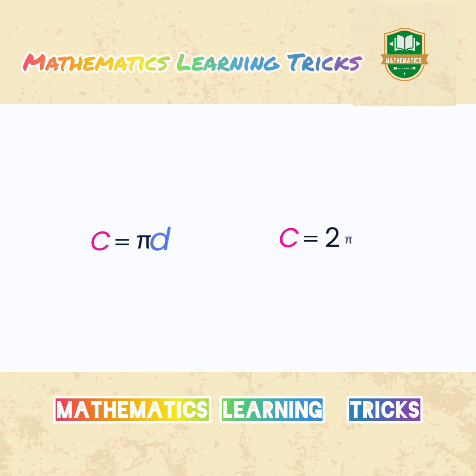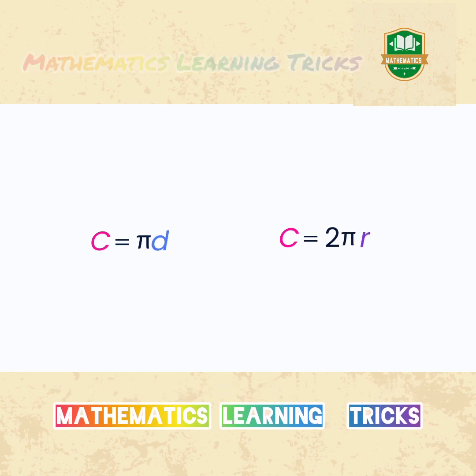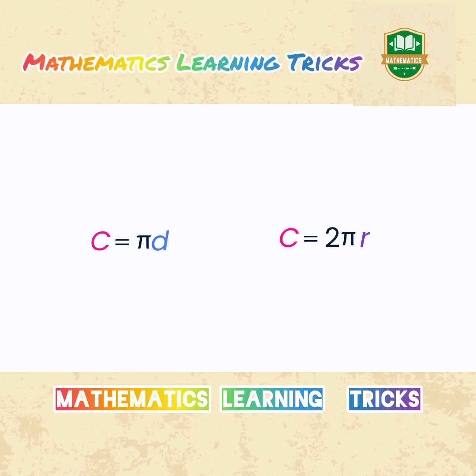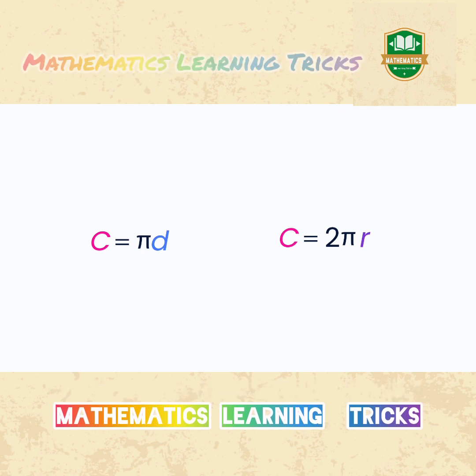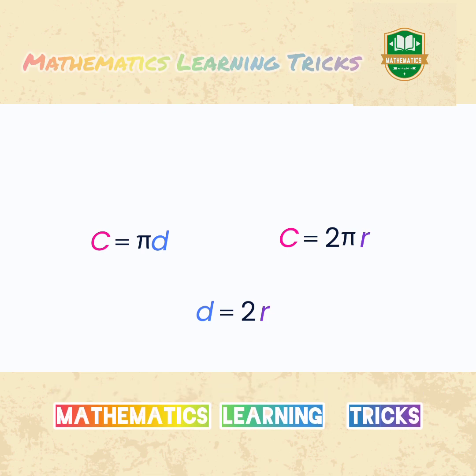If you know the diameter or the radius, that's the only variable you need to calculate the circumference of a circle. As long as you remember that d equals 2r, you only need to memorize one of the formulas, but it's smart to know both.